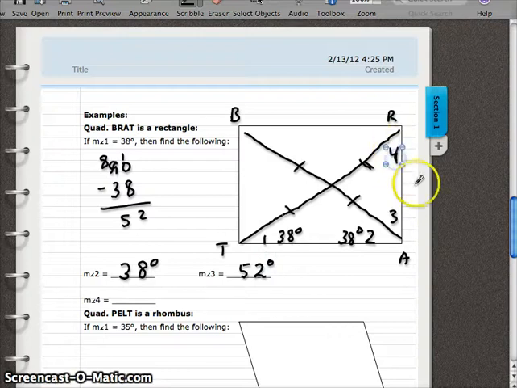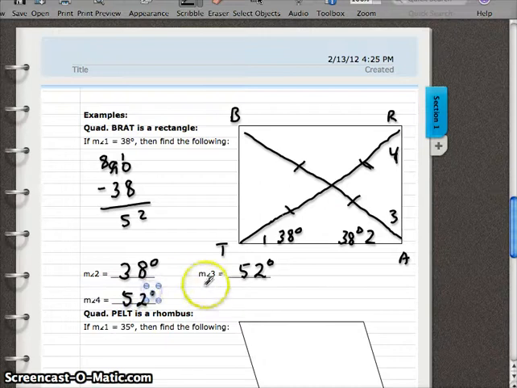Again, think about these 2 diagonals being congruent, so their halves are congruent. Now we're looking at an isosceles triangle here on the right as well. So angle 3 and 4 are also congruent. If angle 3 is 52, angle 4 must be 52 degrees. So we're applying a lot of our geometry skills in that problem.